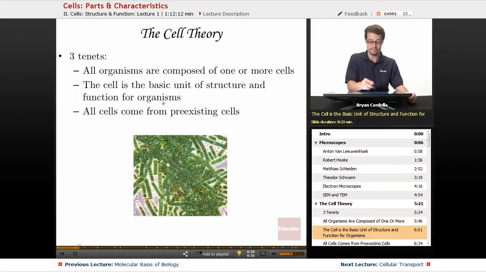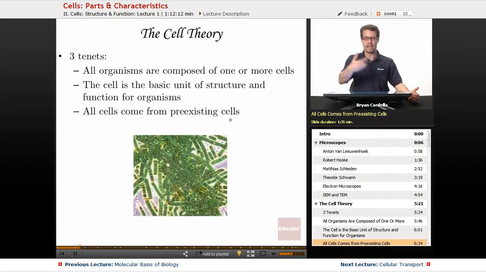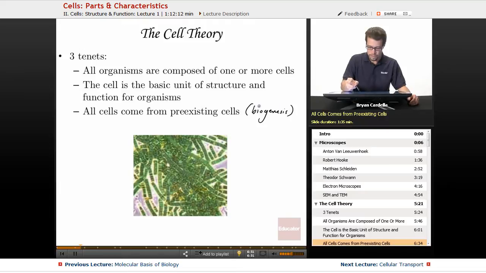The function of your brain, every single activity, every single action your brain does, has to do with the cells inside of it. All cells come from pre-existing cells. That's pretty self-explanatory. You can't get a cell unless it's from another cell. And this is called biogenesis. Life creating life.